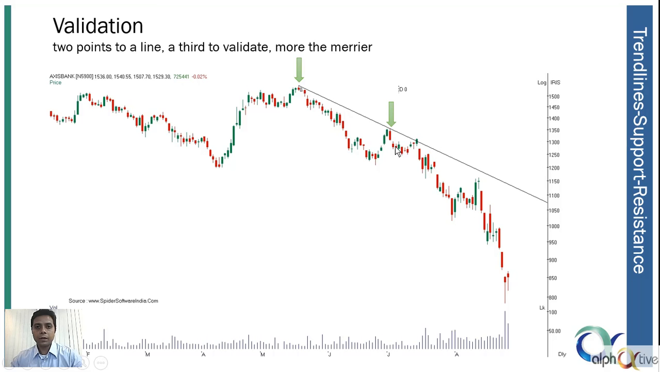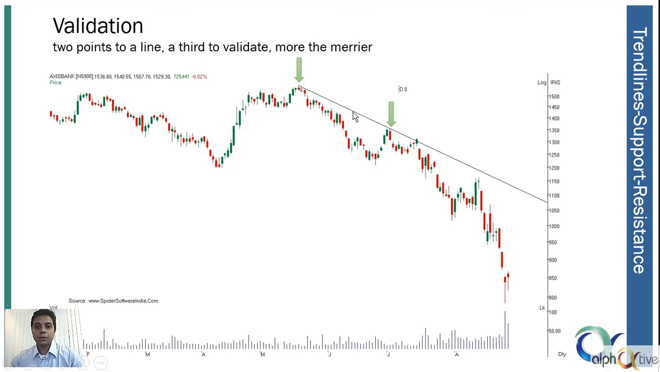Now what Axis Bank tries to do here is it bounces back and tries to test the trend line. A couple of things can happen here. It can break above that trend line and move up, which will mean that the erstwhile downtrend has reversed into an uptrend, or something like this can happen, where for the third time when it is testing it, it fails to break it convincingly and then it falls again. When that happens, a couple of things are confirmed.